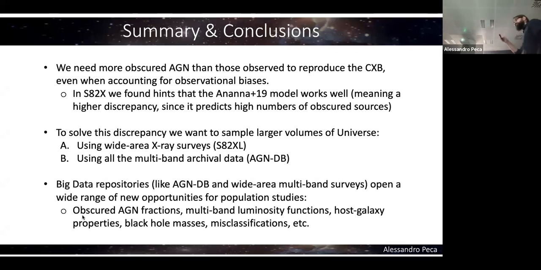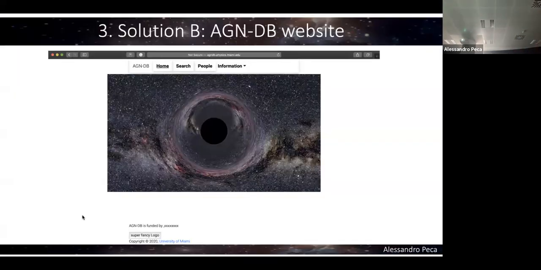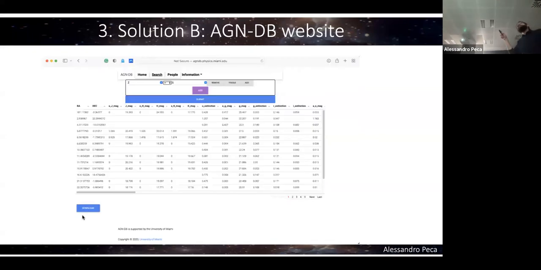If I have one more minute, I'm going to show you our database. So it looks like a very simple web page. Then you go on search, and you can make queries. Like in this case, I selected a redshift larger than 5, and you get a table with RA and DEC and all the magnitudes and everything we have.